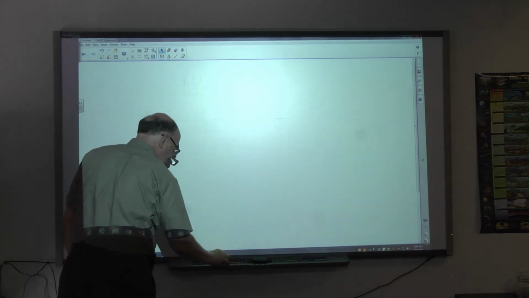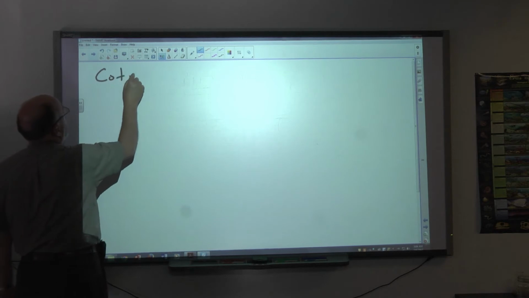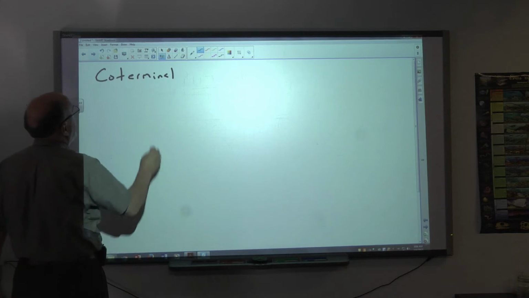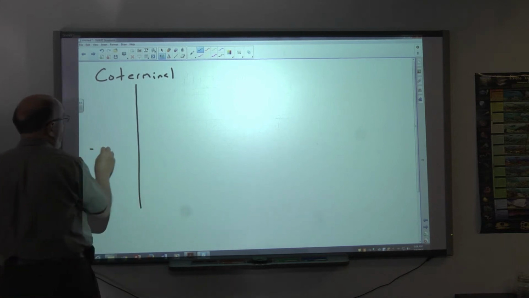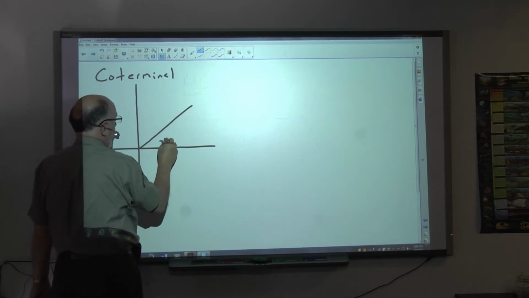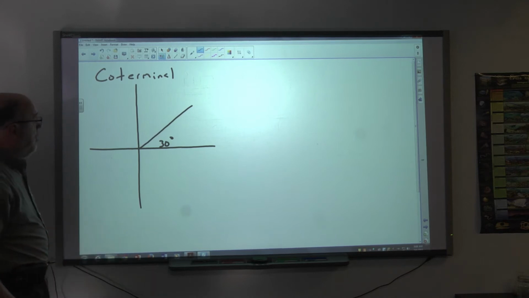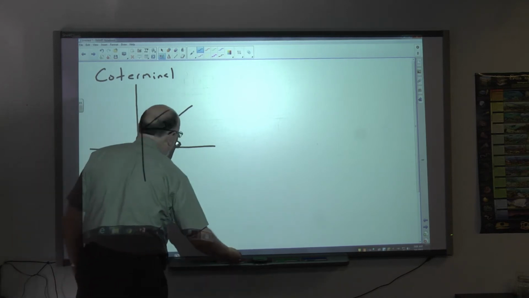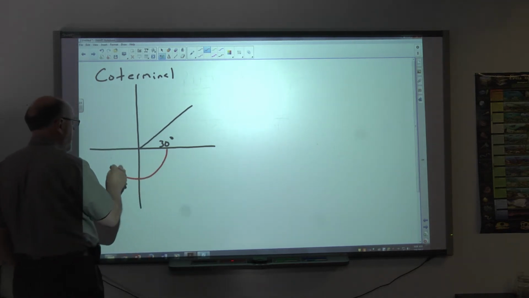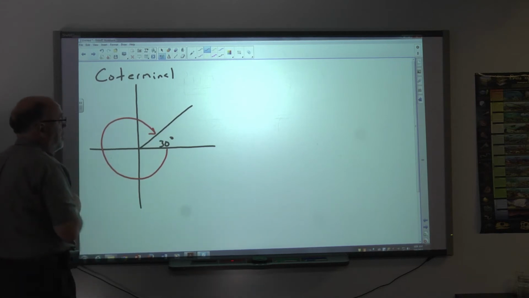Now, another thing about angles is that you get angles that are called coterminal. For example, if I had an angle of 30 degrees, we can also say, well, if I went around this way, I'd also end up at the same spot.